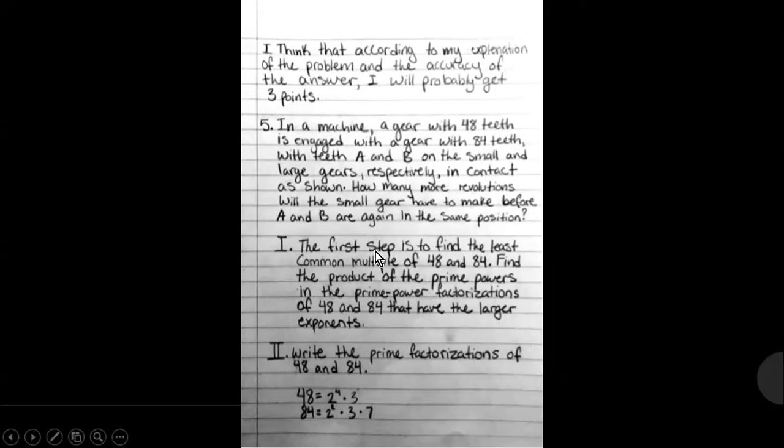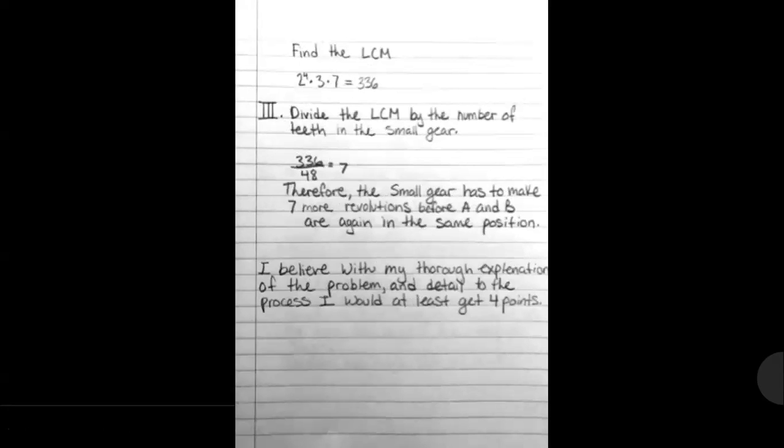Okay, so the first step is to find the least common multiple of 48 and 84, and find the product of the prime powers in the prime power factorization of 48 and 84 that have the larger exponents. So we write the prime factorizations of 48 and 84: 48 is going to be 2 to the 4th times 3, and 84 is going to be 2 squared times 3 times 7. So that's good to know. Keep that in mind. So we find the least common multiple of these two. So we choose the biggest ones that they have.